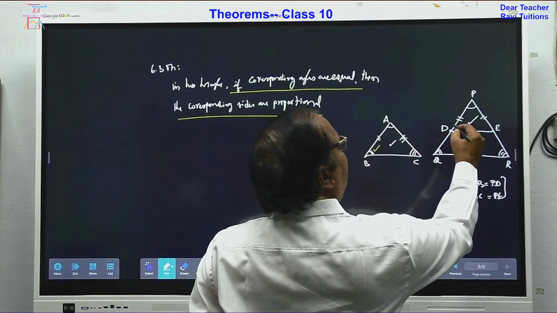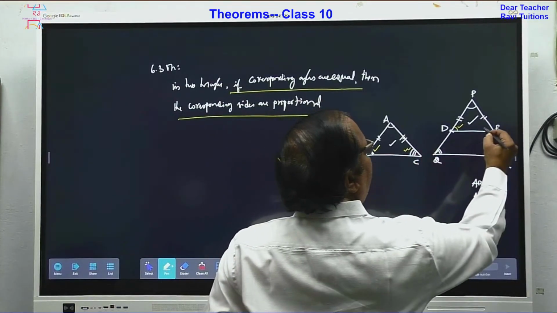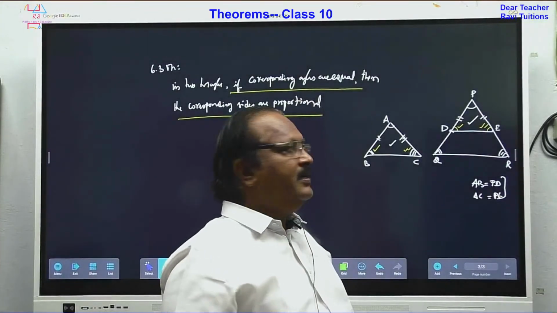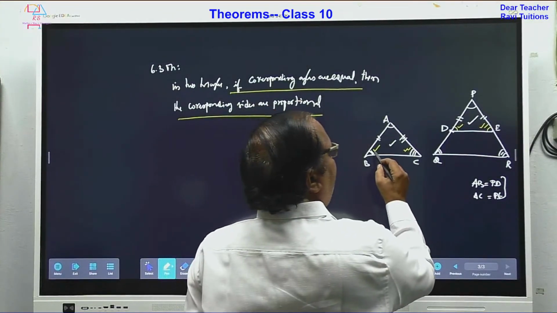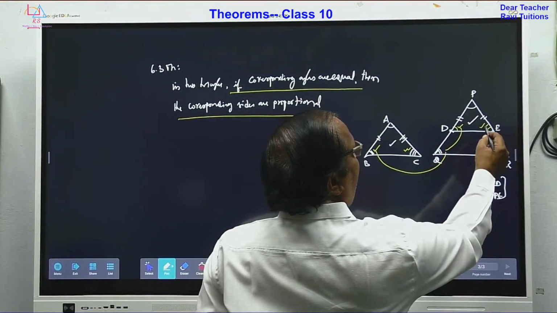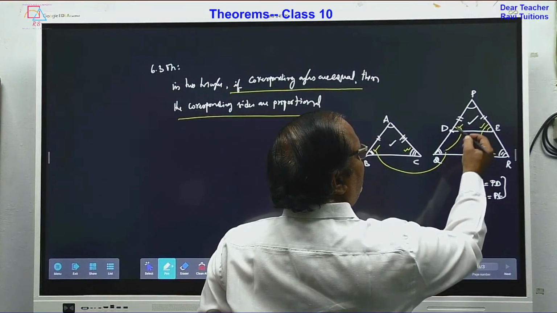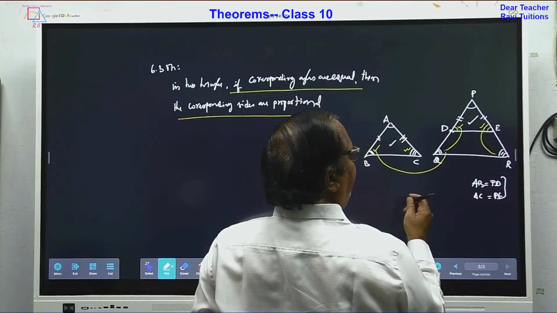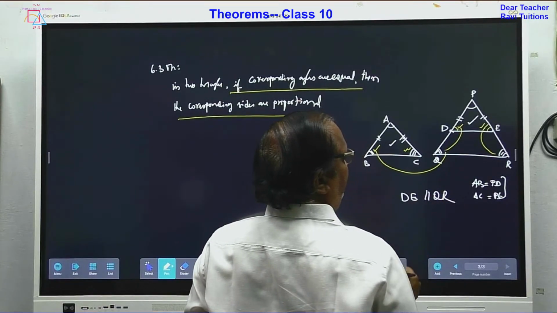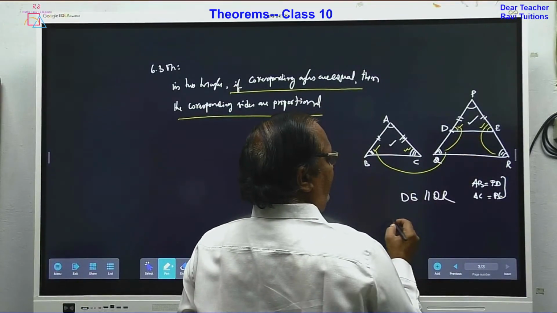These two angles are equal, and these two angles are also equal. CPCT, corresponding angles are equal. Already these two angles are equal, therefore these two angles are also equal. As these two are corresponding, DE is parallel to QR, because corresponding angles are equal.